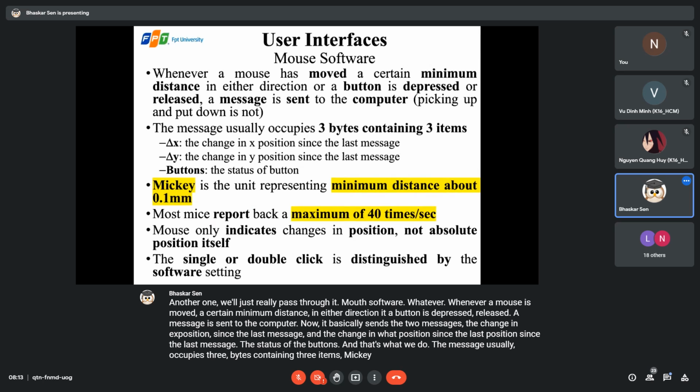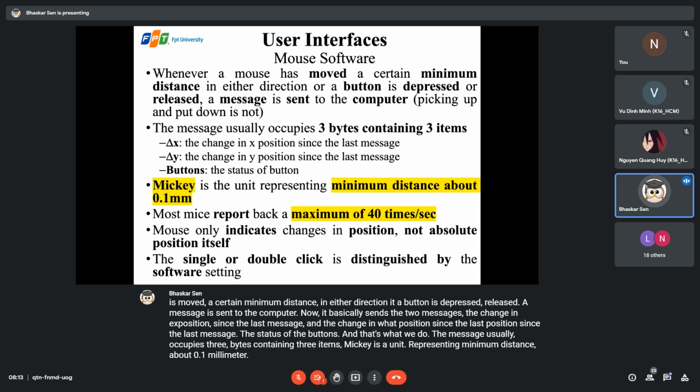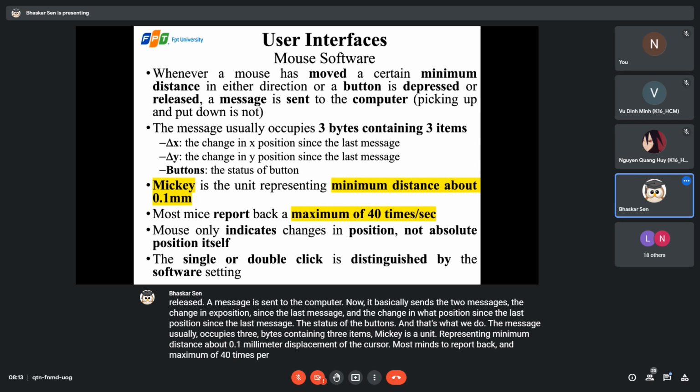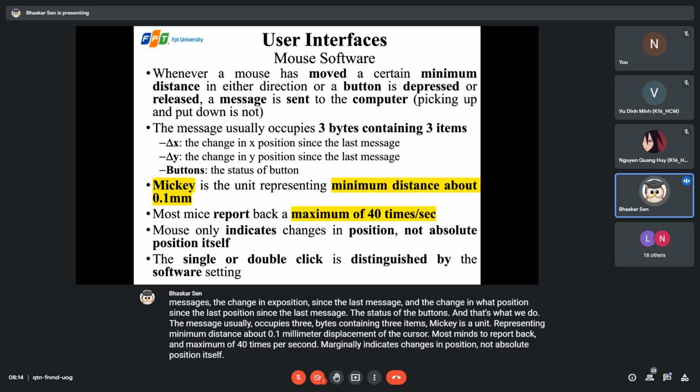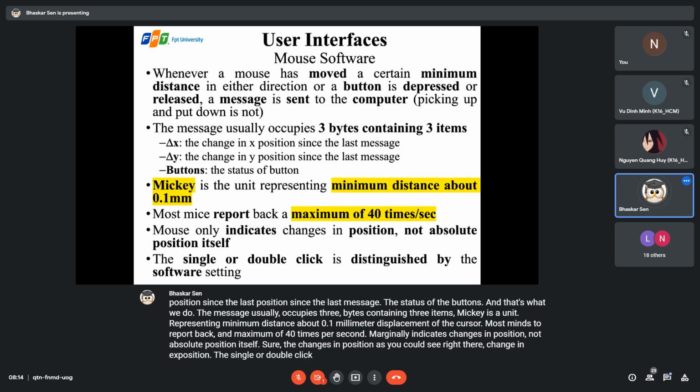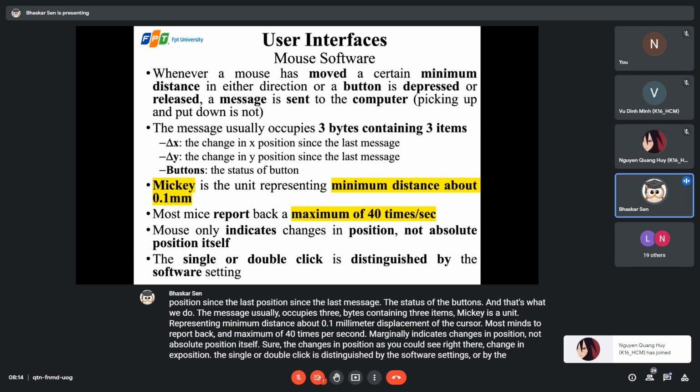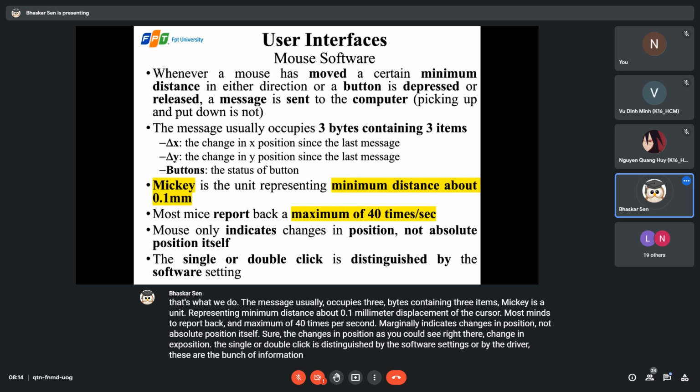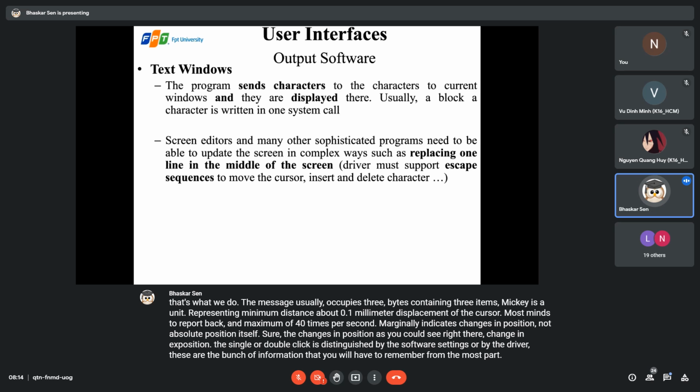A Mickey is a unit representing minimum distance, about 0.1 millimeter of displacement of the cursor. Most mice report back at a maximum of 40 times per second. A mouse only indicates changes in position, not absolute position itself, as you can see right there: the change in X position. The single or double click is distinguished by the software settings or by the driver. These are the bunch of information that you will have to remember from the mouse part. There's nothing much in it.